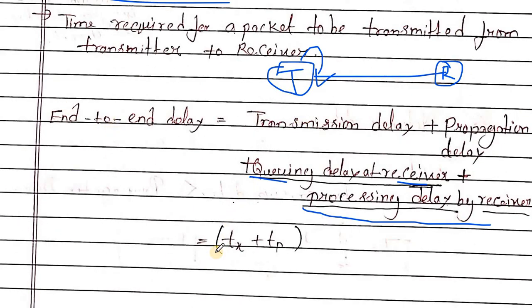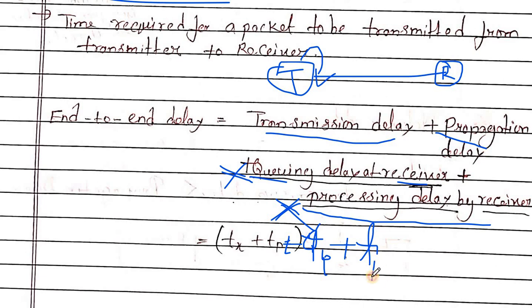So the end-to-end delay is T of X, the transmission delay, plus T of P, the propagation delay. But the queuing delay and processing delay are very small or negligible, so we neglect them. But if a question gives them, then we will consider them: T of Q, the queuing delay, and T of PD, the processing delay.